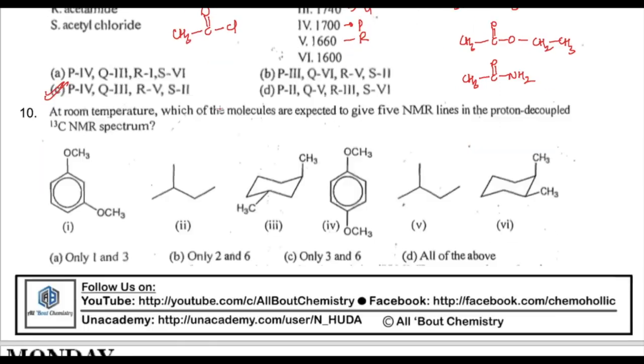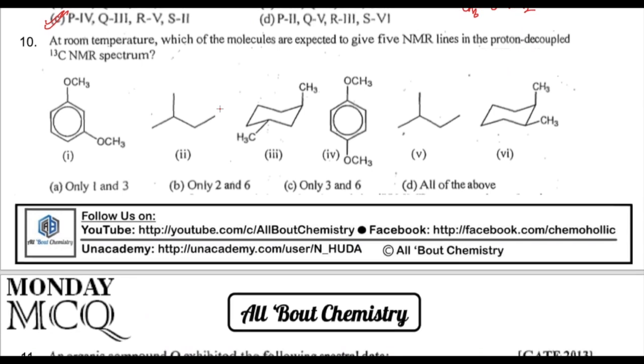Alright, so let's take question number 10 now. It says that at room temperature, which of the following molecules are expected to give 5 NMR lines in the proton-decoupled carbon-13 NMR spectrum? That means we need to find out which of these contain 5 types of carbon. So let's quickly do that. In the first option, it's a symmetrical molecule along this dotted line. If I number them like this, this is A type of carbon, this is also A, this is B, this is also B, this is C, this is also C, this is D, and this is E. So you have 5 types of carbon over here.